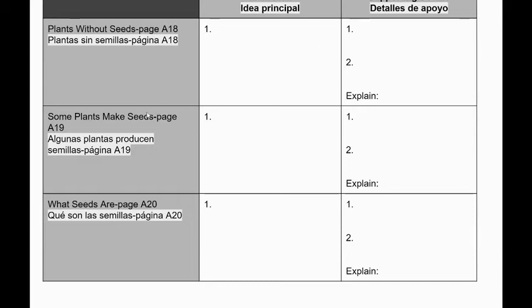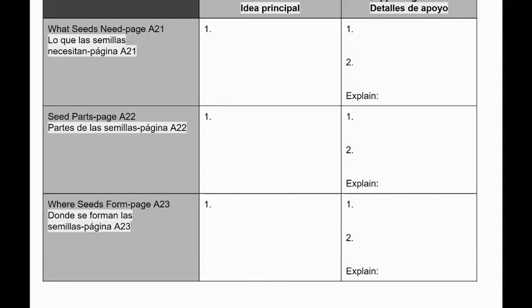The next section is on page A19 called Some Plants Make Seeds. First, find the main idea of that page, and then 2 supporting details explaining why those details support your main idea. Finally, we're going to go back to page A20, What Seeds Are. Tell what is the main idea of that page, and then 2 supporting details that support your main idea and explain how or why they do that.